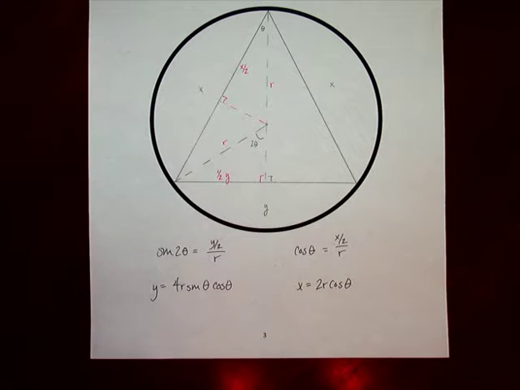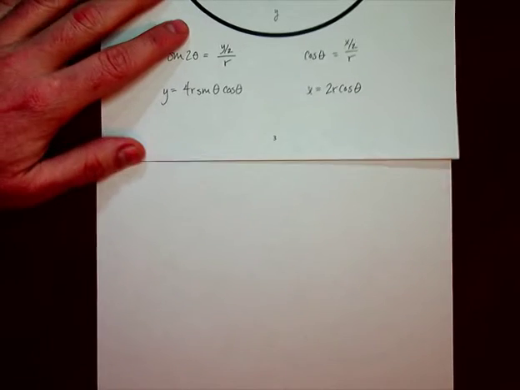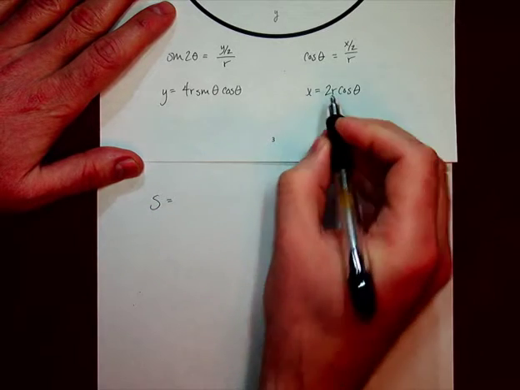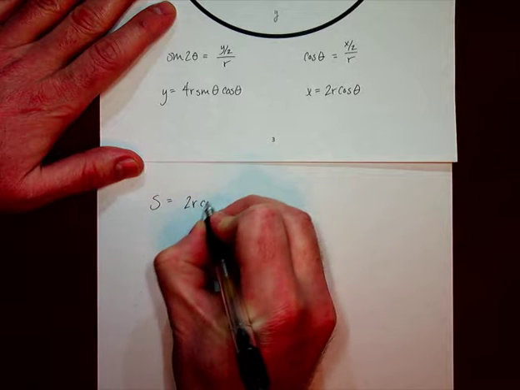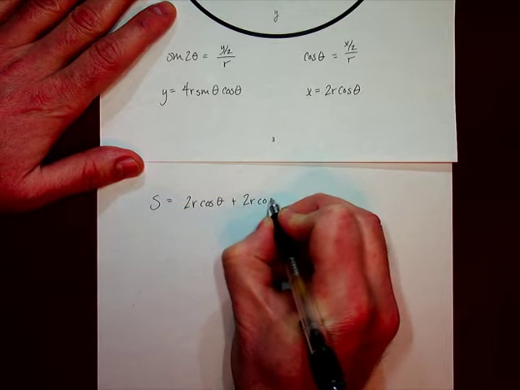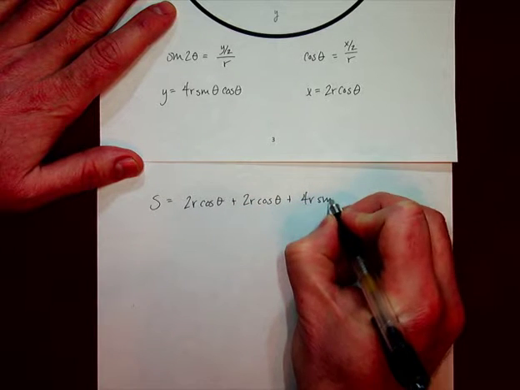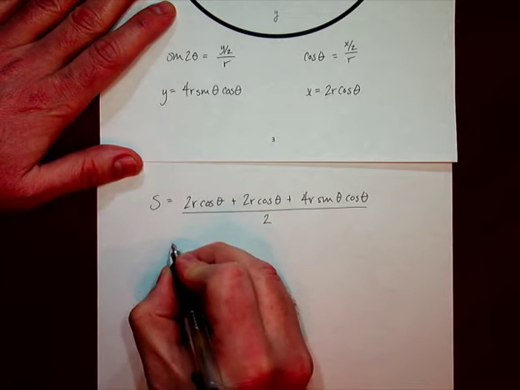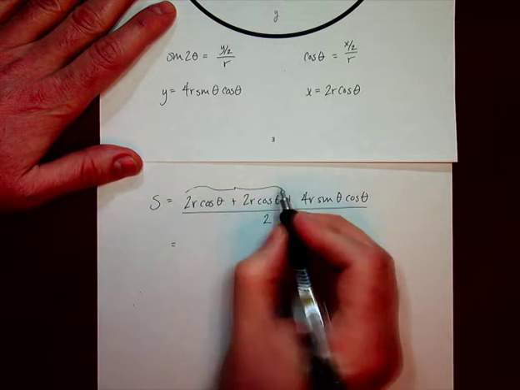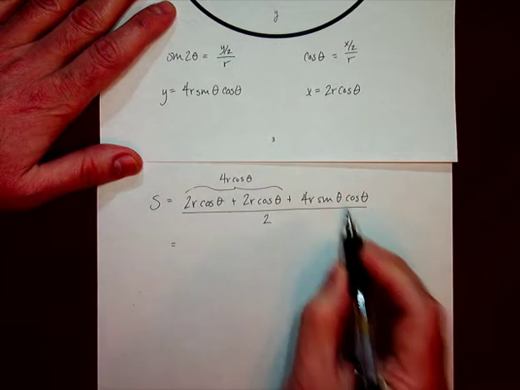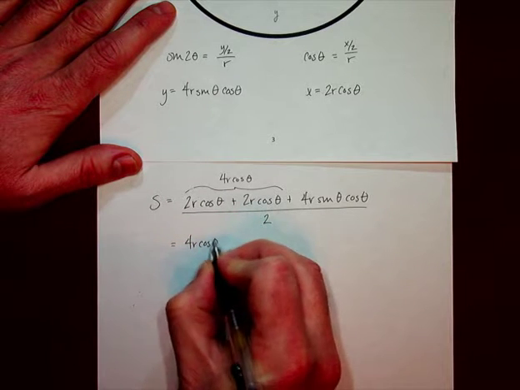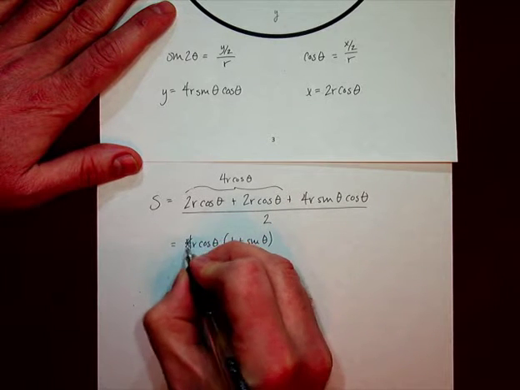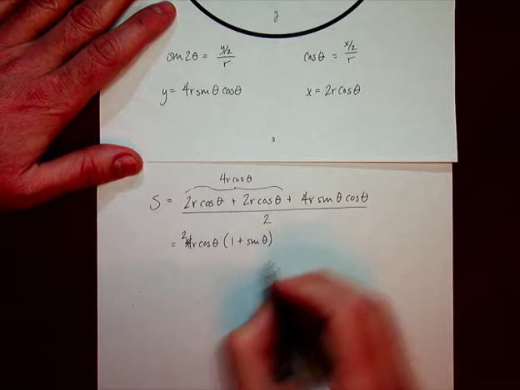Now, from here, we need to find the semi-perimeter. Okay? Well, the semi-perimeter is half of the perimeter, so it's going to be x plus y. So 2r cosine theta plus 2r cosine theta plus 4r sine theta cosine theta, and of course it's not the perimeter but the semi-perimeter. Well, these two together are 4r cosine theta, and of course that means I have a 4r cosine theta that can be factored out, and what I'm left with is 1 plus sine theta, all of that over 2, or just change that into a 2, and so basically that's my semi-perimeter.